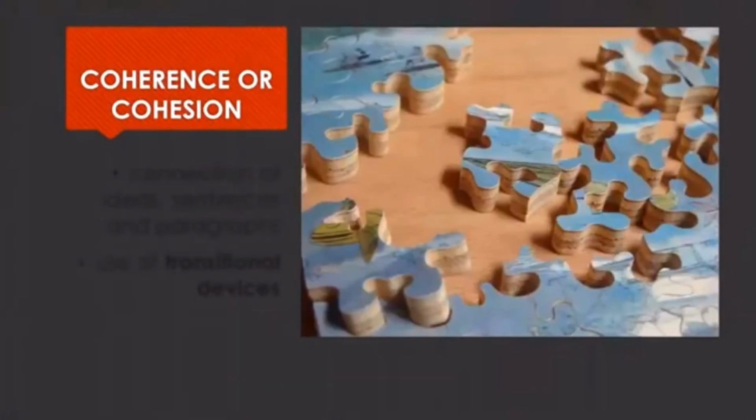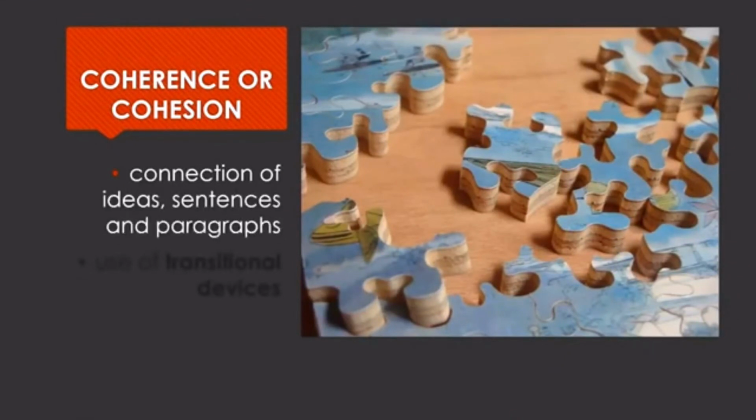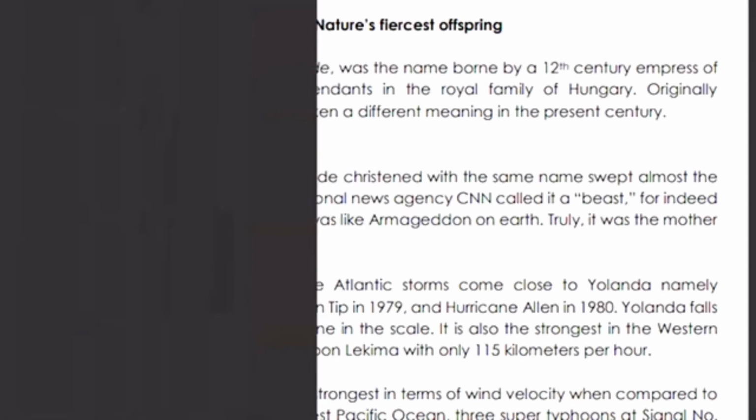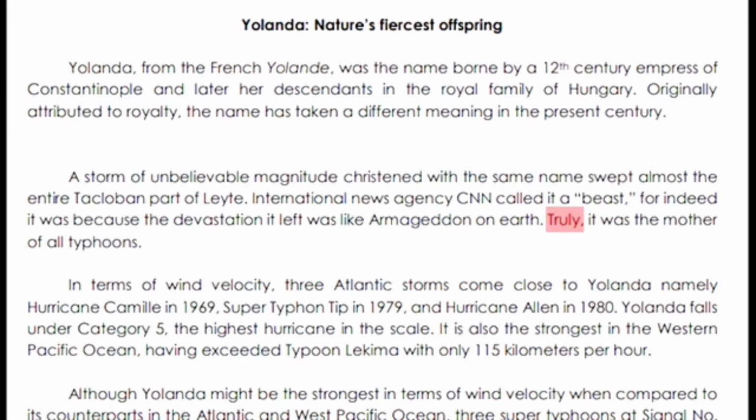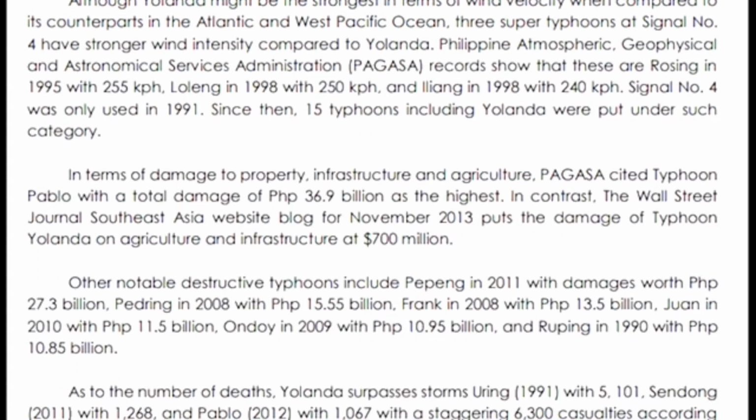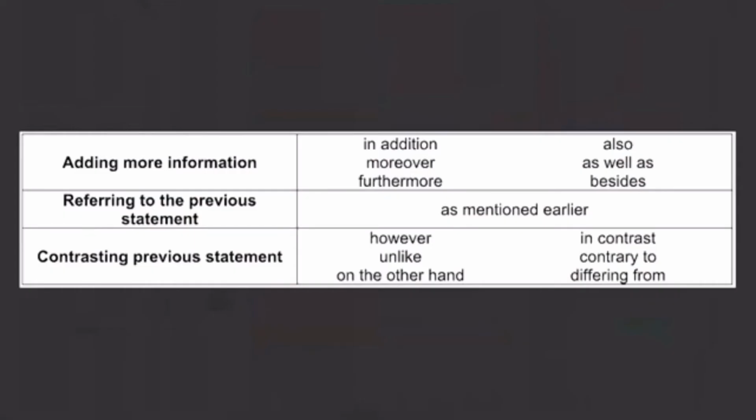Number 2. Coherence and cohesion. This pertains to the connection of ideas, sentences, and paragraphs. To have a smooth flow of ideas, use transitional and cohesive devices. On the second paragraph of the text, "Chowing" was used to emphasize Yolanda being the mother of all typhoons, while on the fifth paragraph, "in contrast" was used to differentiate the damage to property of typhoons Pablo and Yolanda. Here are the sample transitional devices that we can use.